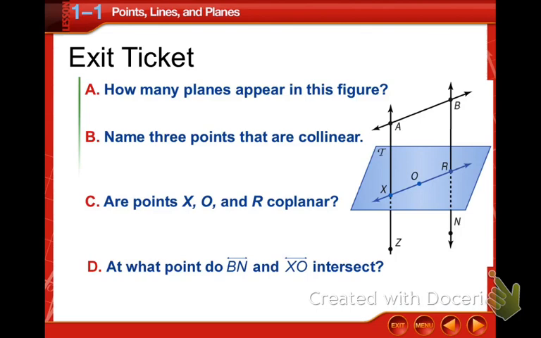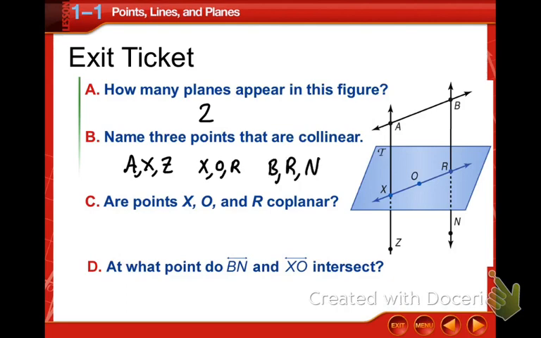How many planes appear in the figure? Again, we can see plane T given to us. There is another plane that's including all of those lines. So there are 2. 3 points that are collinear. You have a couple options, 3 options actually. But A, X, and Z are all collinear, as are X, O, and R, and B, R, and N.